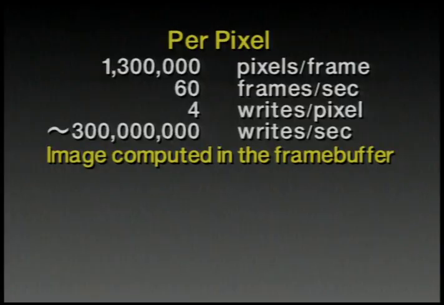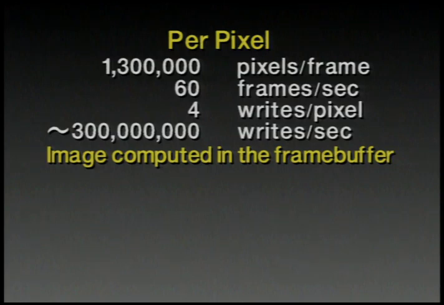Finally, when we've got the pixels in hand, we need to write those pixels into a frame buffer. The frame buffer, remember, 1280 by 1024 pixels works out to about 1.3 million pixels in the frame buffer. We're rendering at 60 frames per second, and we're rendering each pixel more than once. I've suggested 4 times here, for example. That works out to about 300 million writes per second, which in and of itself is a pretty substantial number.